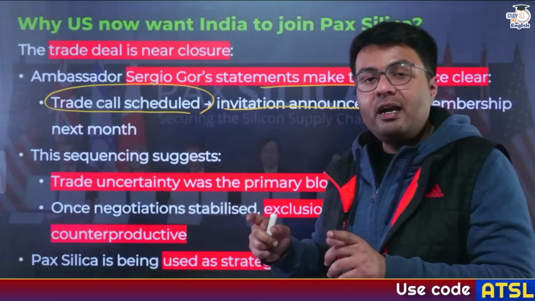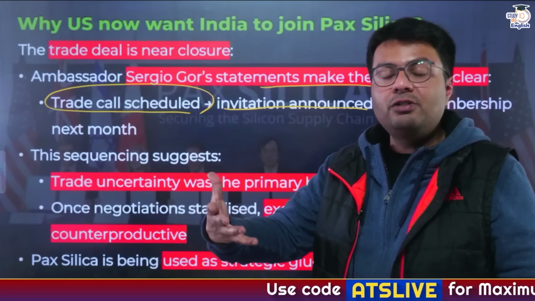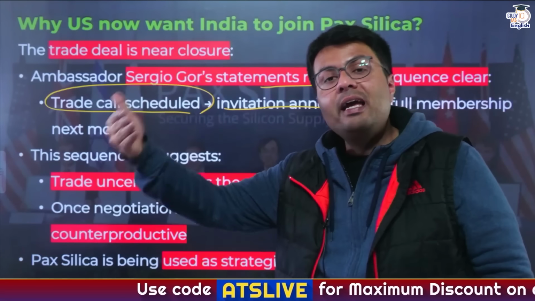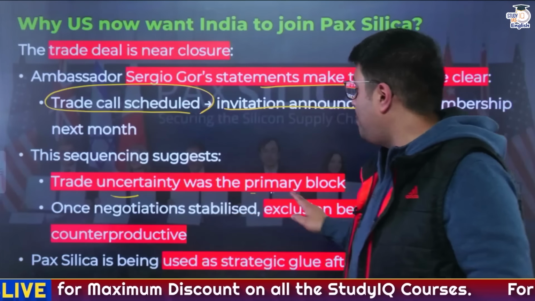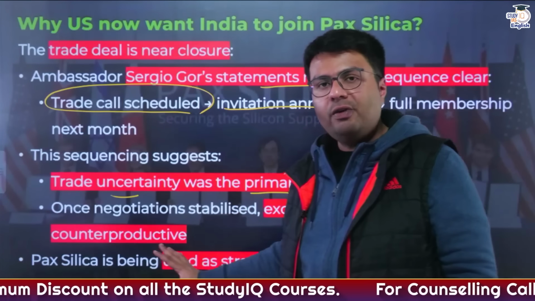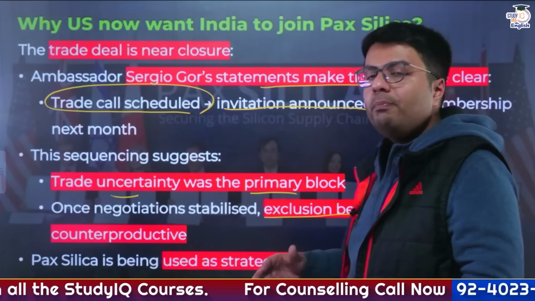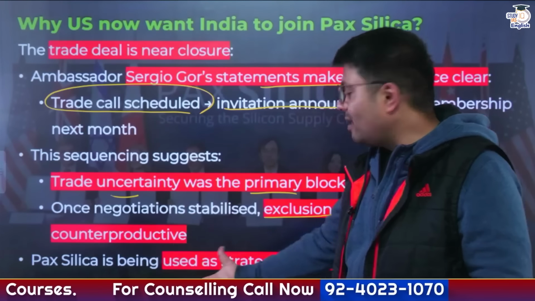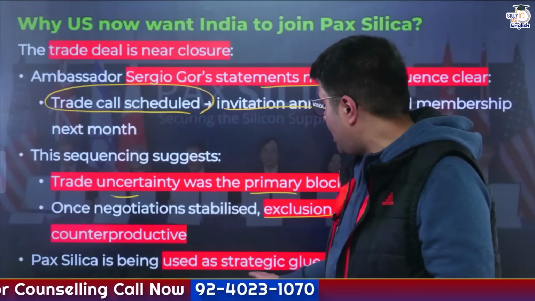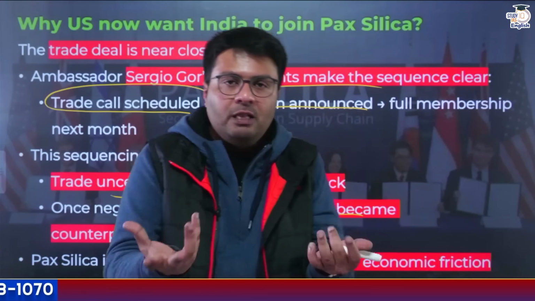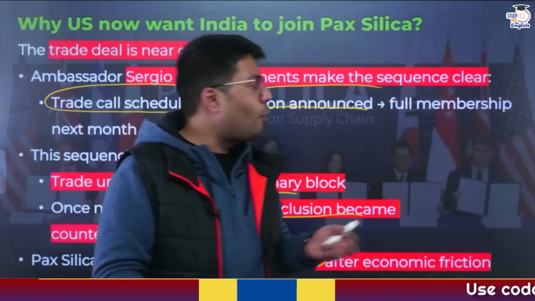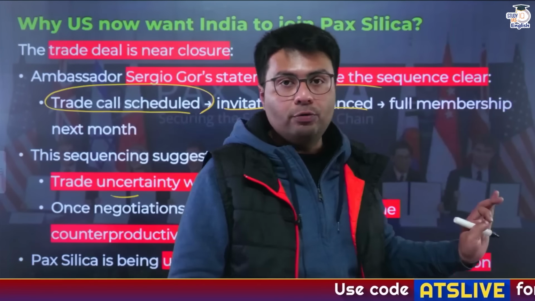So this gives you an idea why I said the trade deal negotiations were the primary reason why India was excluded from the Pax Silica initiative. This trade uncertainty was the primary block, and once the negotiations of the trade deal have stabilized, exclusion became counterproductive. So Pax Silica, according to the US, was used as a strategic glue to deal with the economic friction that has emerged between India and the US because of the non-completion of the trade deal negotiation.